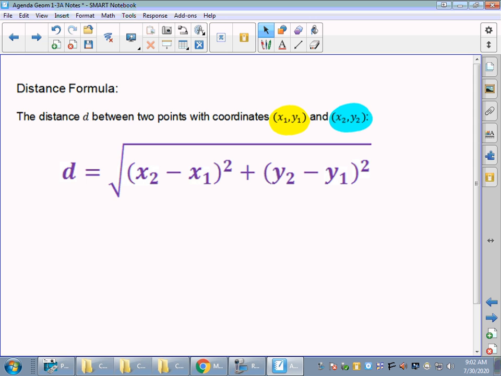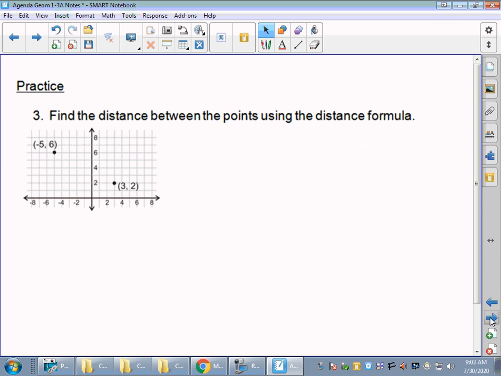So let's do an example. Let's make sure that you can see what that looks like. I'm going to turn my page so I won't have my distance formula there. However, you still have yours written down, so I can write that real quick. So it says find the distance between the points using the distance formula. So in other words, I'm asking from this point to here, how far is that? What's the distance on this coordinate plane?